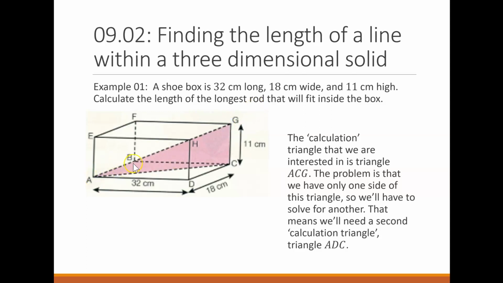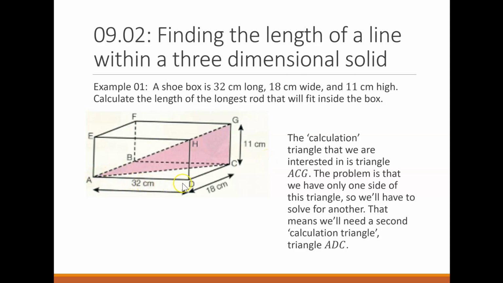So I'm certainly going to need to use a right triangle that involves this side AG, so the pink triangle I've drawn in here is clearly one of the calculation triangles I need. The issue, though, is I only know one side of it. I only know the height of the box. So I'm going to need to figure out AC before I can use the Pythagorean theorem to find AG. Everybody's cool with that?